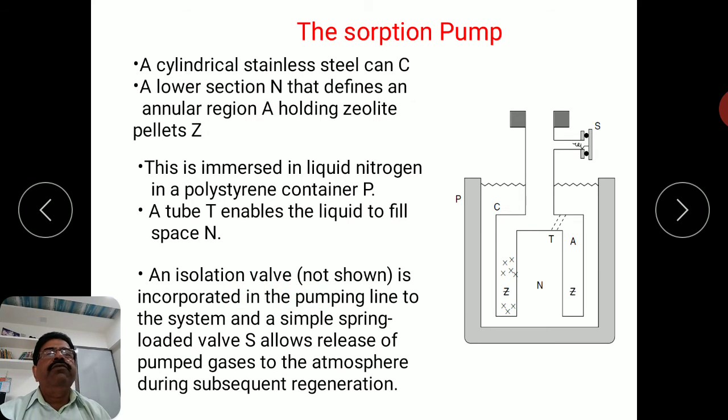Now this isolation valve, which is not actually shown in this particular diagram, is incorporated in the pumping line to the system. It is a simple spring loaded type of valve that allows a release of formed gases to the atmosphere during subsequent regeneration.